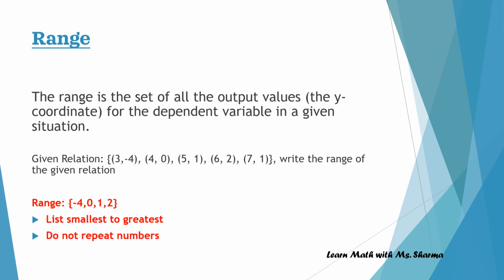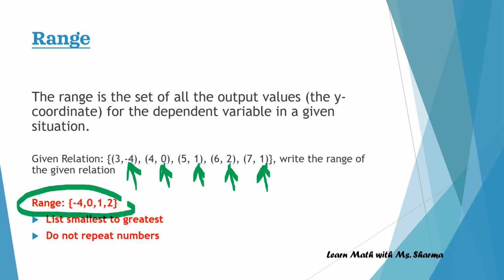Range. The range is the set of all output values, the y coordinate, the second number in the ordered pair, also known as dependent. Given relation 3, -4, 4, 0, 5, 1, 6, 2, 7, 1, write the range of the relation. You have to write smallest to greatest and do not repeat numbers. So our smallest number is -4, then 0, then 1, then 2. The last one is repeated, so we do not write it. So our range is -4, 0, 1 and 2.